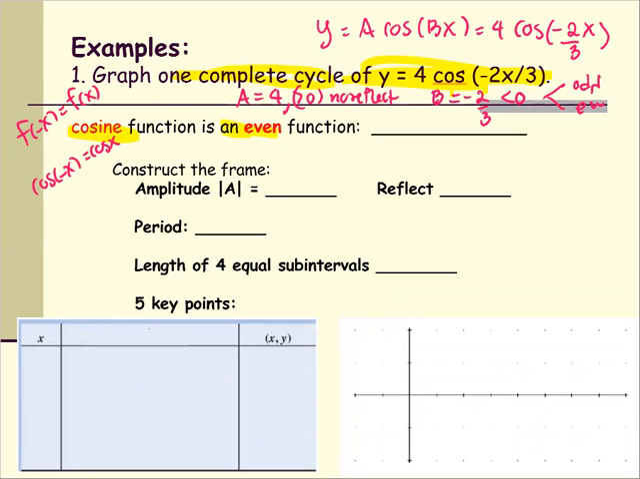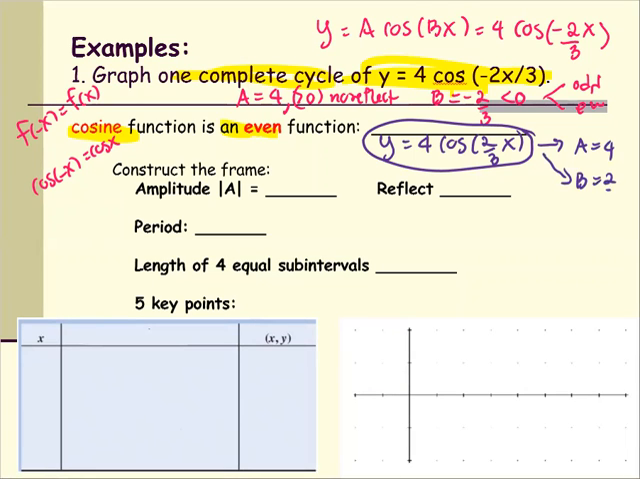We can rewrite this function in the form of the positive b as y equals 4 times cosine of 2 over 3 x. And in this form, we have a as 4 and b as 2 over 3, and we ignore the original form of the function. From a and b, the amplitude is the absolute value of a, or the absolute value of 4, or 4. For the reflection, no reflection for this one because the a value, 4, is positive.